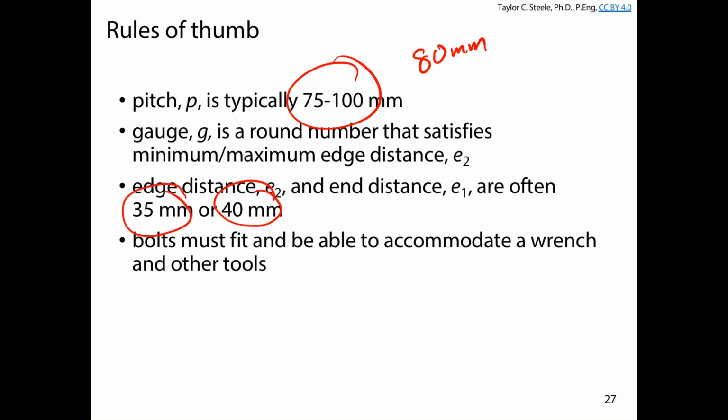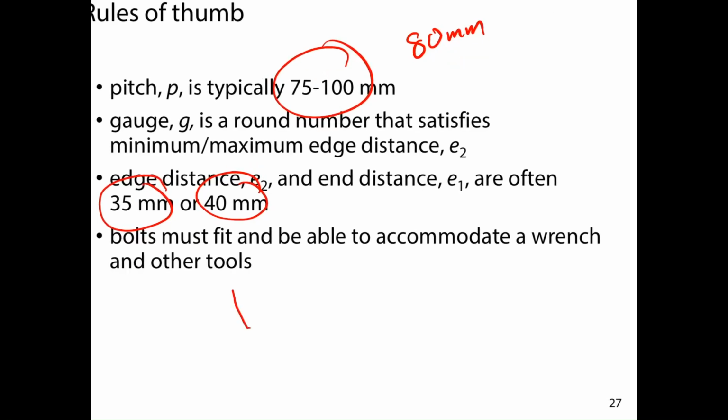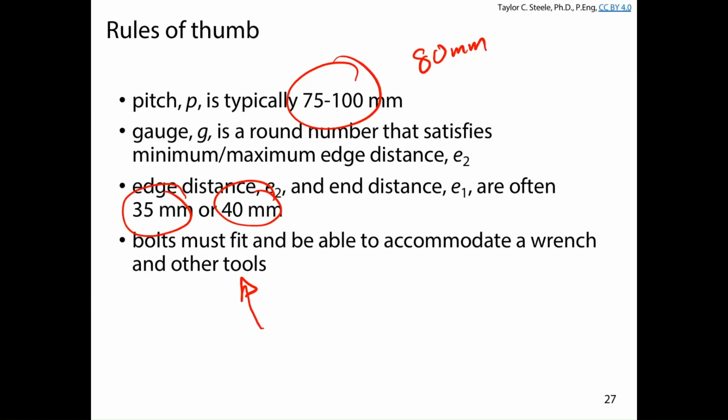Okay, I'll talk about that a little bit more later on when we start talking about the design of bolted connections, but these are some numbers that we're going to come back to just to make sure that things fit. Ideally, bolts have to be able to accommodate a wrench and other tools, so that the people putting this together can do so without things interfering and getting in the way. Does anyone have any questions about why we are setting some typical values on bolt spacings and end or edge distances before we get into the example that I want to go to today?